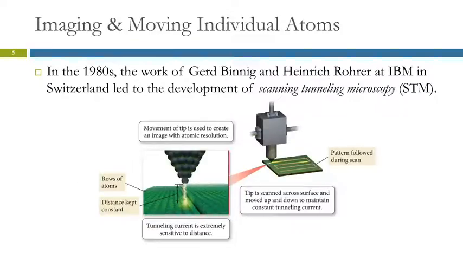1980s. Jump forward a bit. Two researchers at IBM in Switzerland developed something called scanning tunneling microscopy, STM for short. And here's a picture of it. You've got your probe here. I better use my stylus because my finger's wandering. You've got a tip here at the end of this instrument, and they pass an electric current from the tip to the surface. That's called a tunneling current.